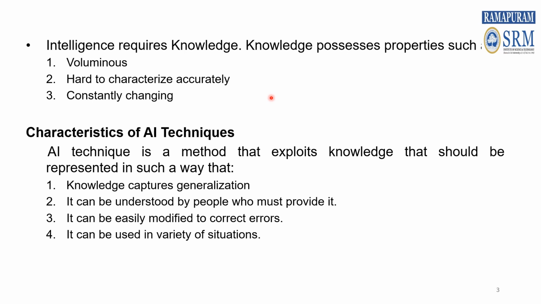So what are the characteristics of AI techniques? What does it require? Knowledge should capture generalization. I should identify some properties from the data, so I should come to a generalized conclusion. It can be understood by the people who must provide it. It can be easily modified to correct errors, and it can be used in a variety of situations. These are the four characteristics of AI.